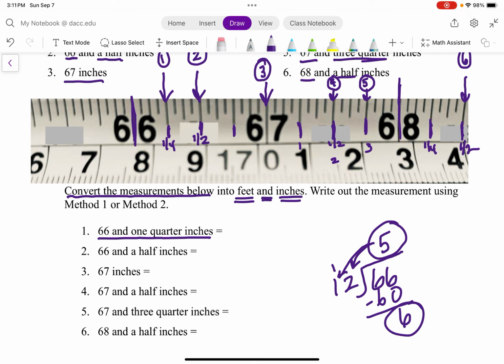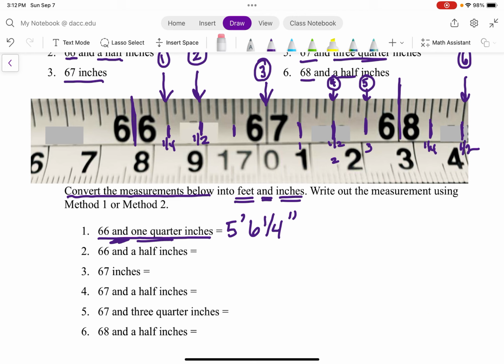Okay, but we're not quite done yet because this is saying and 1/4 inches. So this would be 5 feet 6, because we got the 5 feet, we got the leftover 6 inches, and 1/4 inches. That's how we would write that. So let's do the next one. I'm going to erase this so we can have space again.